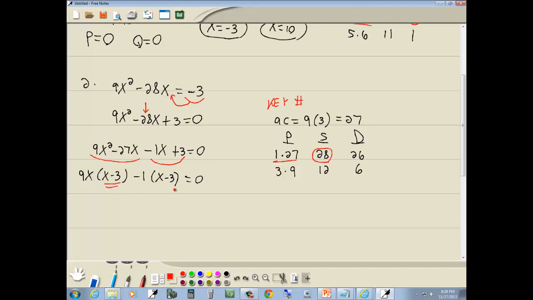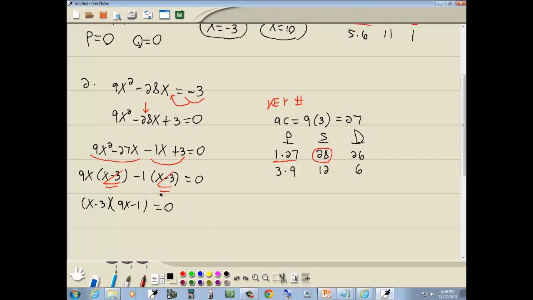Now our goal was to get this parentheses the same as this one, and it is. So I can factor the x minus 3 out in front. Now to decide what goes in your second set of parentheses, you cross out the x minus 3's, and then this gives us 9x minus 1.